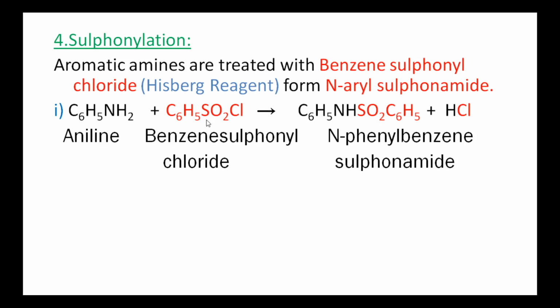The formula is C6H5SO2Cl. So when these two react together, the hydrogen atom of aniline is replaced by the sulfonyl group, forming C6H5NHSO2C6H5. The hydrogen atom reacts with the chloride ion forming HCl. So the name of this compound is N-phenyl benzene sulfonamide. This reaction is known as the sulfonylation reaction.